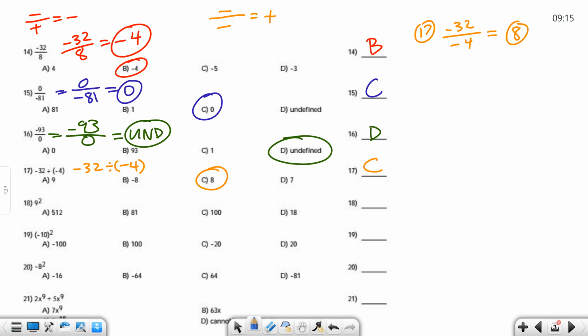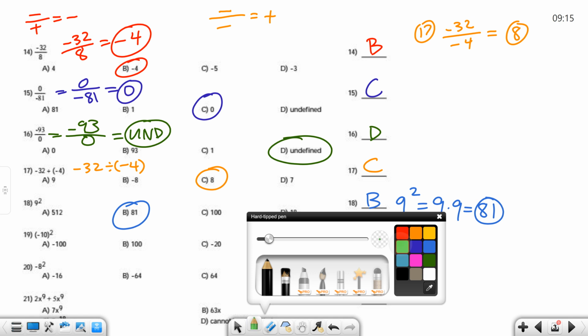9 squared. What does 9 squared mean? It means 9 times 9, right? Times itself twice. That is 81. Where's 81? Let's look. That's B. That one's pretty straightforward. You've got to know what squared means, but once you know, it's pretty straightforward.